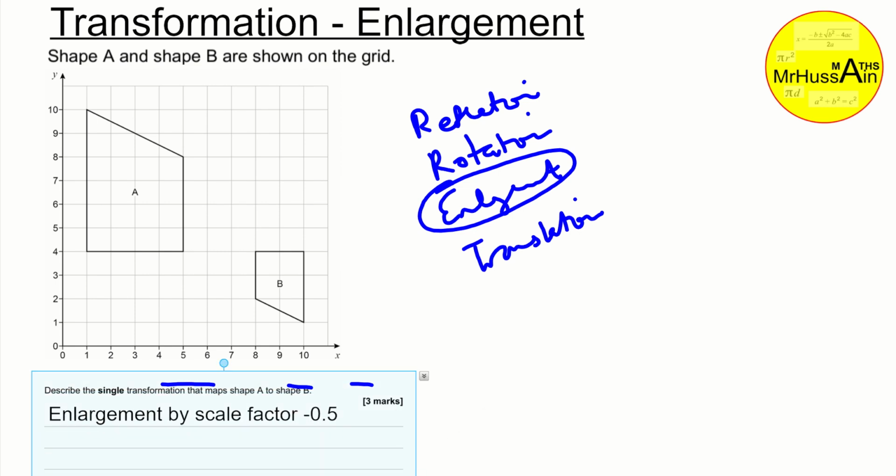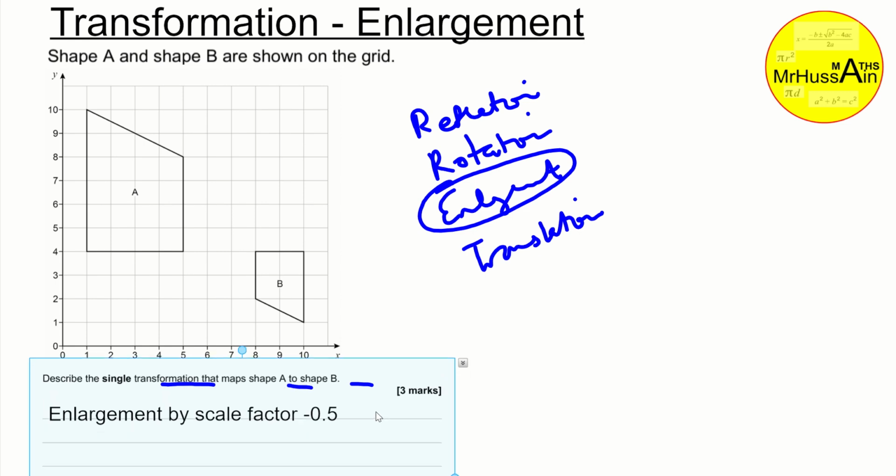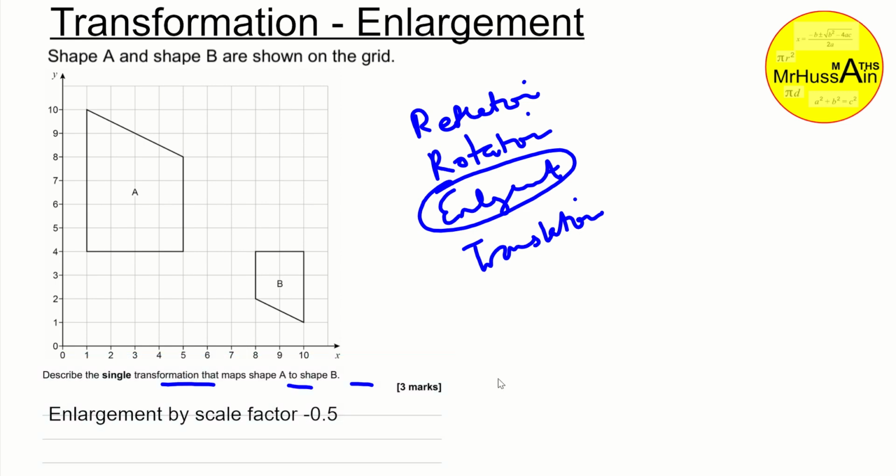You actually haven't finished. So you write enlargement, you get 1 mark. Scale factor of minus a half, not half, minus a half, because the shapes have flipped over. The top is looking at the top, and they almost stopped looking at each other. This side, the bottom is looking that way, and the bottom is looking that way. When you have this situation, you have negative scale factor.